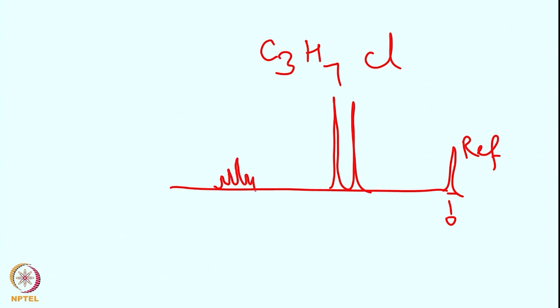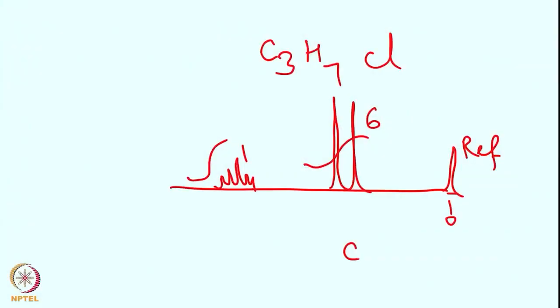Like this. So, here the ratio is 1 and this ratio is 6. So, what could this molecule be? Let us try to understand this. One thing is clear: 6 protons are here, and 1 proton is of this type. So, only 2 kinds of chemically different protons are there. And then there is a chlorine group attached to it.